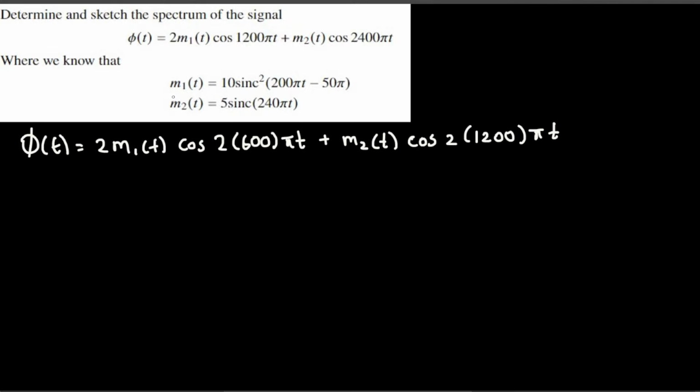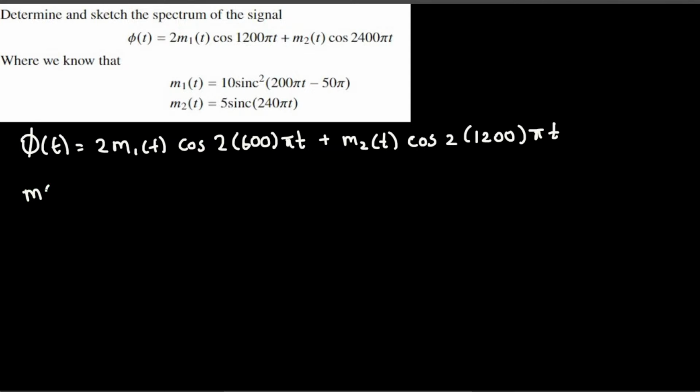And then the other equation provided: m1 of t is 10 sinc squared of 200 pi t minus 50 pi, and m2 of t is 5 sinc of 240 pi t. So we have to see what this is in the frequency domain. To do that, we have to do the Fourier transform. So first let's go ahead and do the Fourier transform for the 10 sinc squared, that's m1.